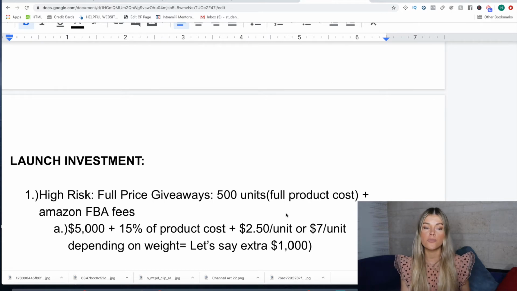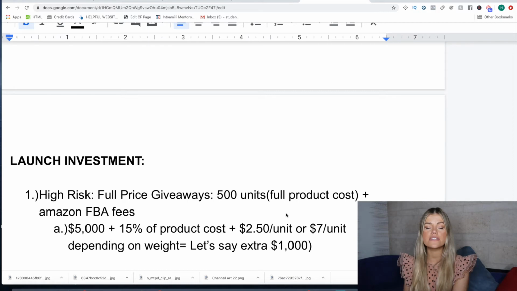But now you have to absorb Amazon fees, which is typically 15% depending on the category and the price you put your product at. So if it's $100, Amazon takes $15 automatically, plus a fee for Amazon shipping it and packing it. That's different than your shipping fee, and this really ranges on the weight and the dimensions of the product. I just put an average of $2.50 plus $7. So let's say you're adding on an extra $1,000 just in fees in order to try to rank your product to the top.